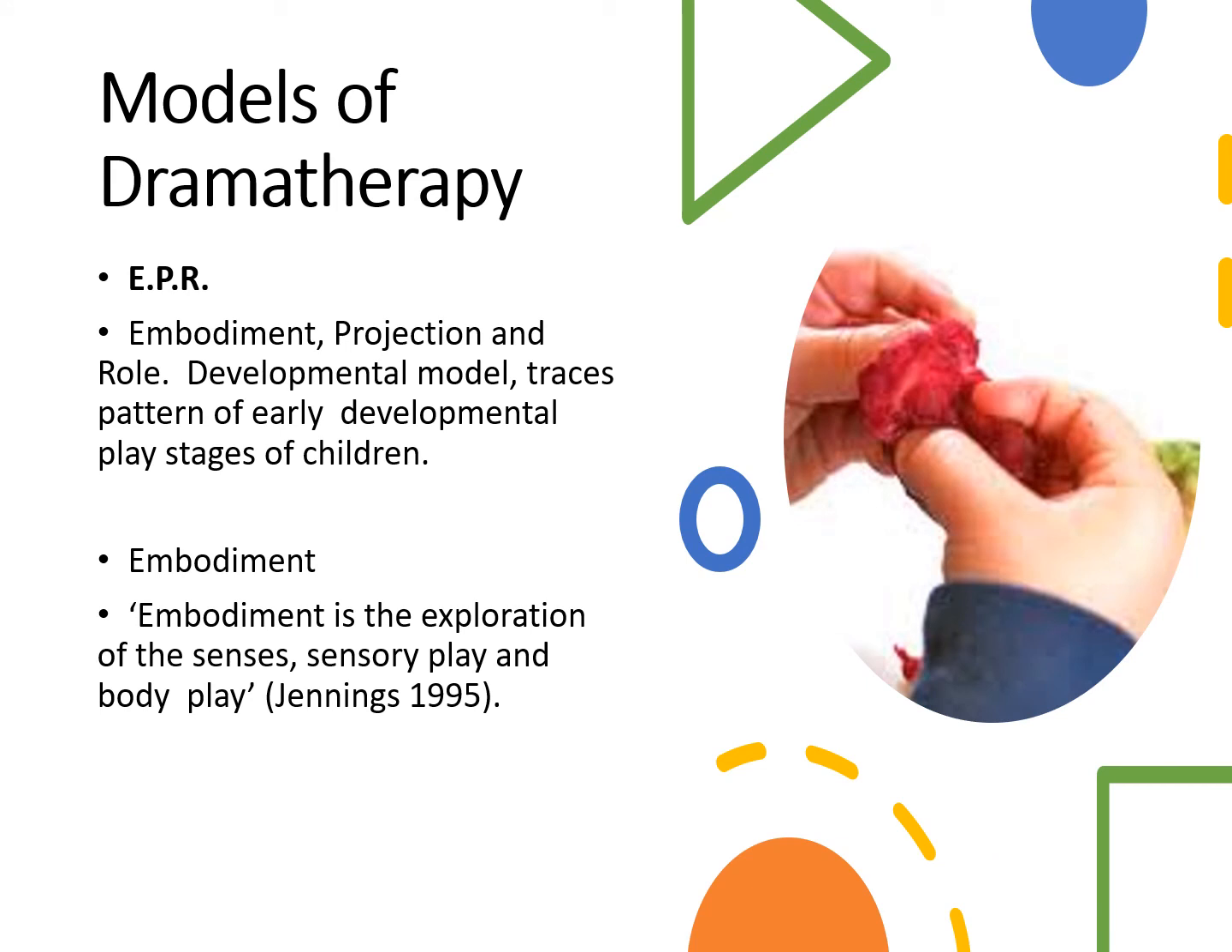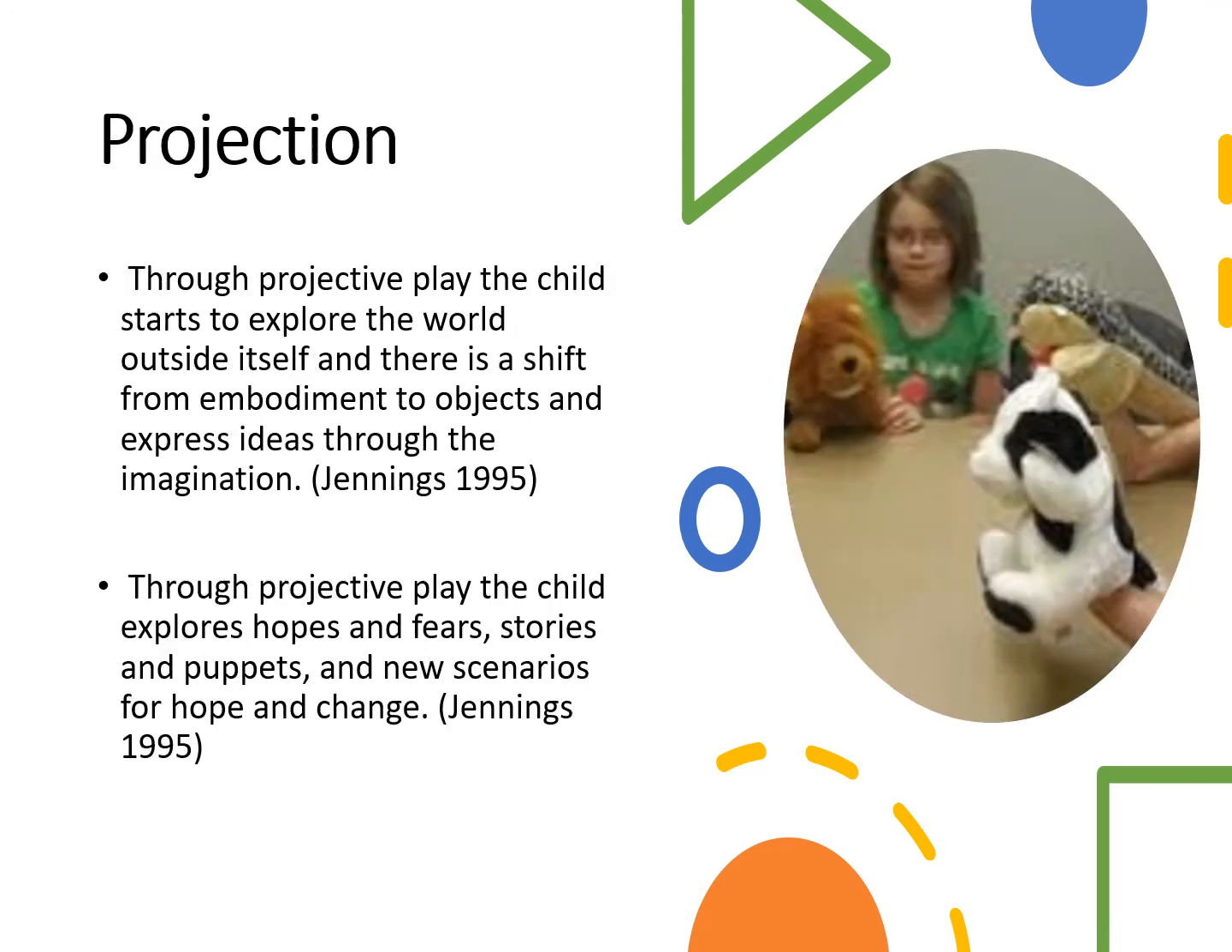So models of drama therapy, and this is probably the traditional one, in the sense that many of the therapists that I've worked with would talk about embodiment, projection and role. And this developmental model, in essence, traces the pattern of early developmental play stages of children. So embodiment, projection, and then taking on role. And embodiment is the exploration of the senses, sensory play and body play, as Jennings said. And then that projective play, so us with our puppets, with the angry Alex sock puppet, etc.